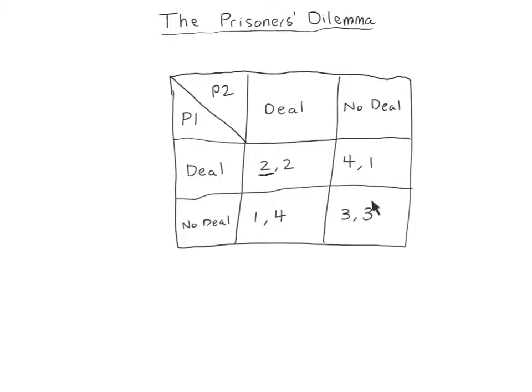We repeat the same exercise. If player 2 doesn't make a deal, so we're in this column, then he can either make a deal and get a payoff of 4, or not make a deal and get a payoff of 3. And it's pretty clear that, by definition, since 4 is bigger than 3, he's better off making a deal. And what we notice here is that regardless of what player 2 does, player 1's best response is to make a deal. If player 2 makes a deal, I want to make a deal and get 2 instead of 1. If player 2 doesn't make a deal, I want to make a deal and get 4 instead of 3. So we call that a dominant strategy. So player 1 has a dominant strategy. And that's a term that you should know.